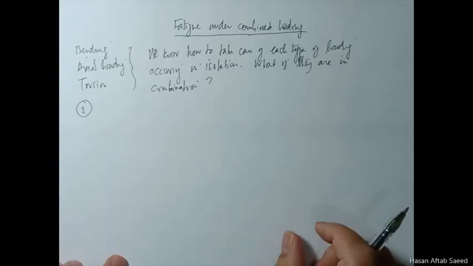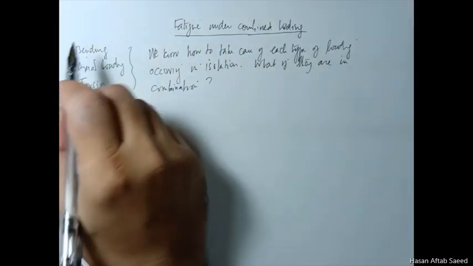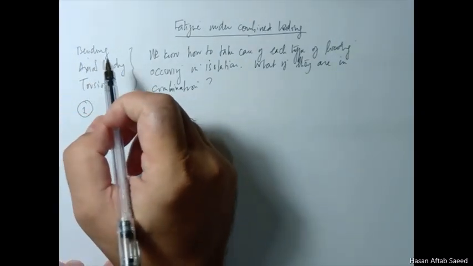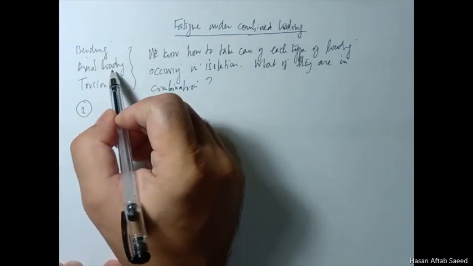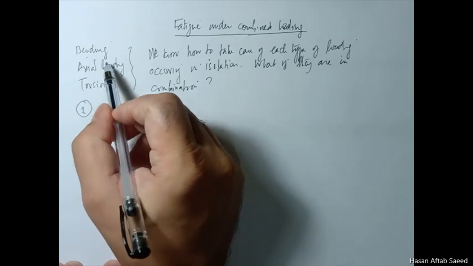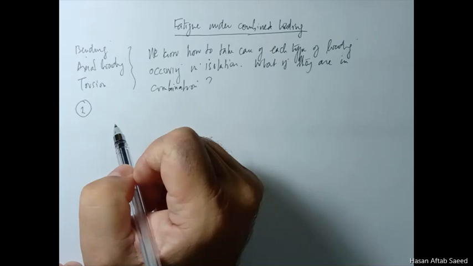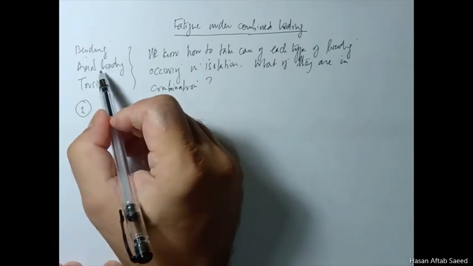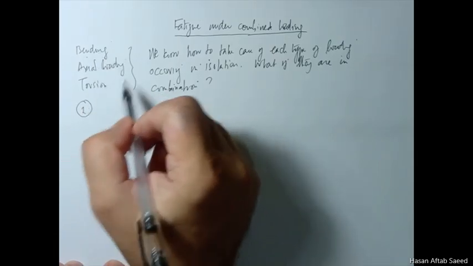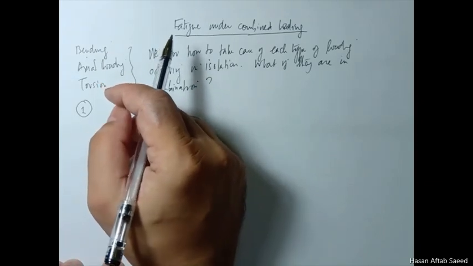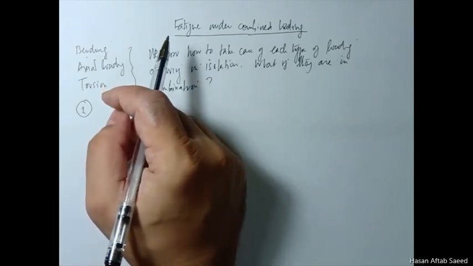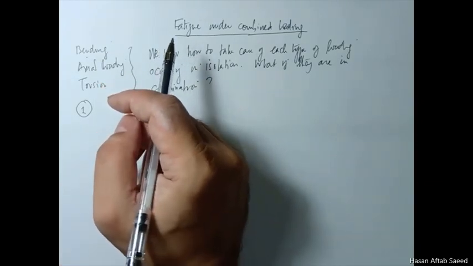The topic today is fatigue under combined loading. We have seen fatigue under bending, axial loading, and torsion if they occur in isolation. What if they are combined in one problem? For example, bending and axial, or bending plus torsion, or all three of them. So there are some things that need to be taken care of when we encounter such a problem.